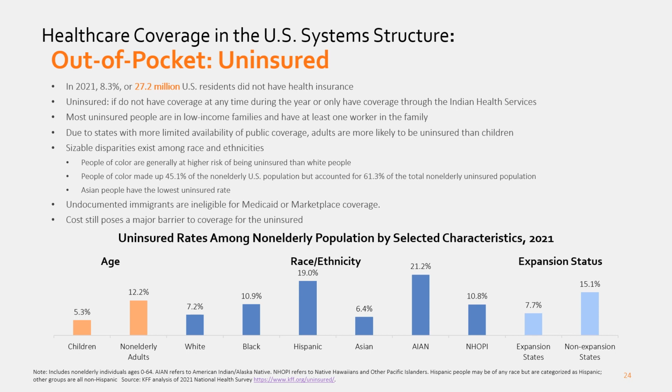People of color made up 45% of the non-elderly U.S. population, but account for 61% of the total non-elderly uninsured population. Asians have the lowest rate of uninsured people. Costs still pose a major barrier to coverage for the uninsured, and the states that have expanded Medicaid and ACA marketplace coverage have almost half the rate of uninsured people than the states that did not.